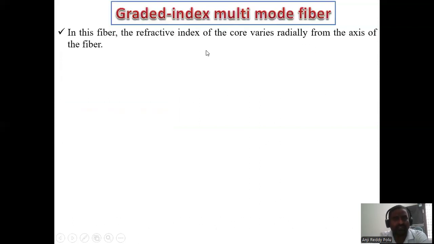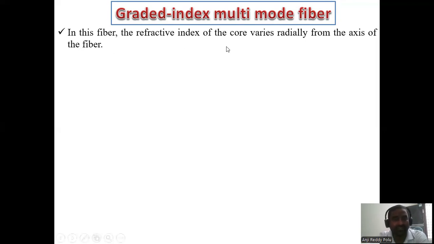And the last one is graded index multimode fiber. In this fiber, the refractive index of the core varies radially from the axis of the fiber. See, in the case of step index fiber, the refractive index of the core is uniform, and the refractive index of the cladding is also uniform. But in the case of graded index fiber, the refractive index of the core gradually changes. Along the optical fiber axis, the refractive index is maximum. When we move from that axis towards the core cladding interface, the refractive index gradually decreases.